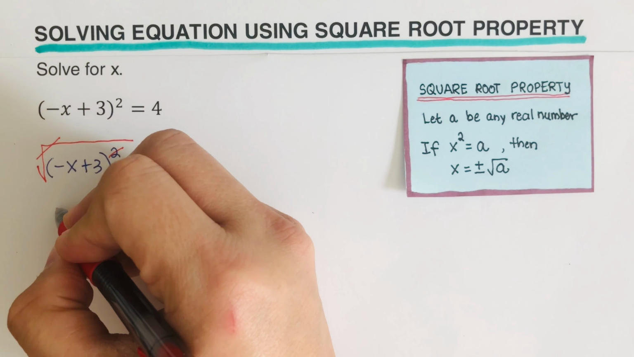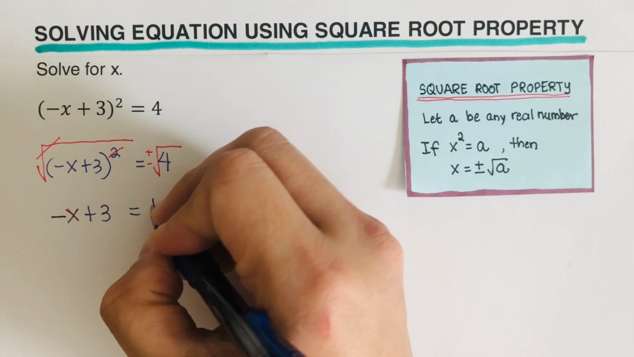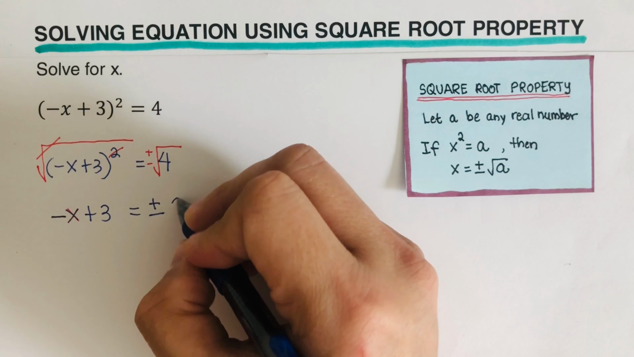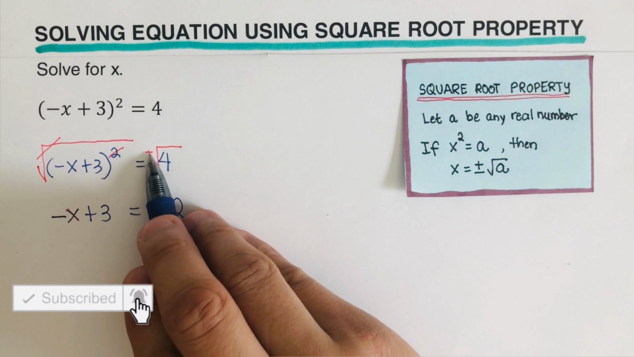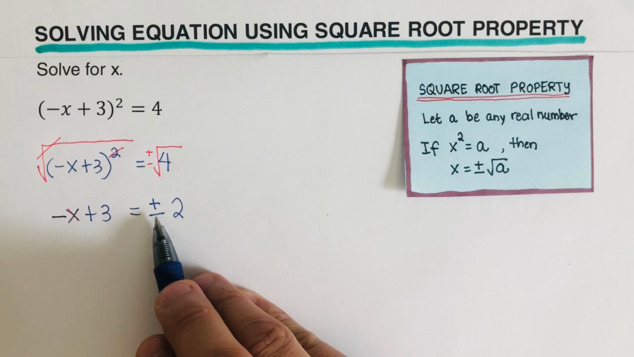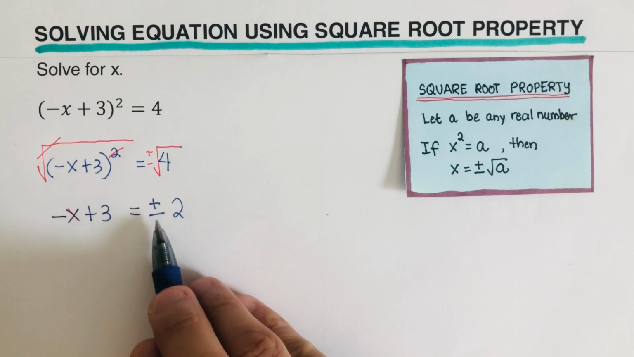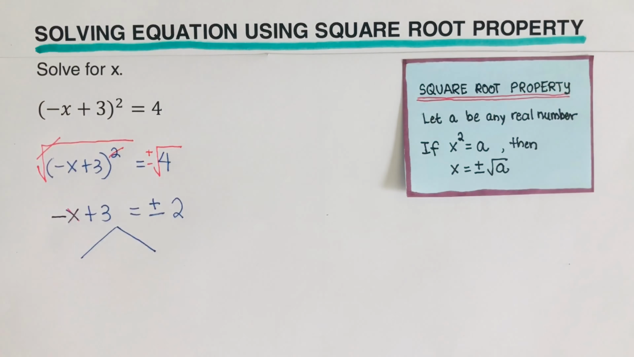We are left with negative x plus 3 is equal to plus minus 2, because the square root of 4 is 2. So we put the plus and minus in front of it. Then we are going to break up this equation into two components, the positive and the negative. So I can break this up into two components right here.